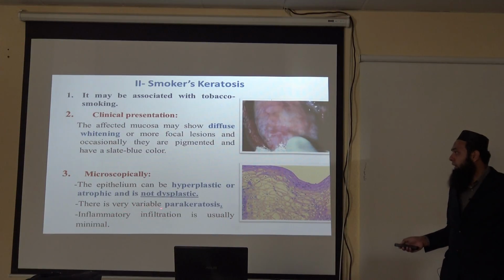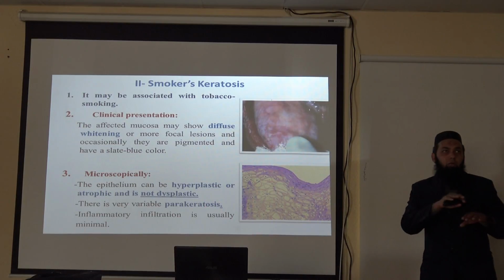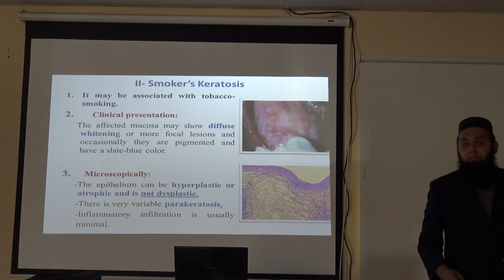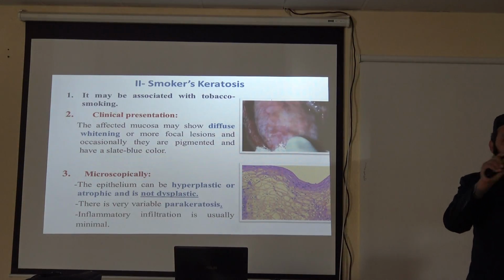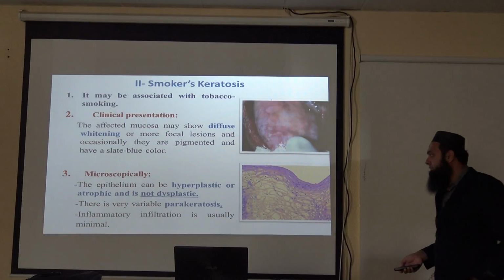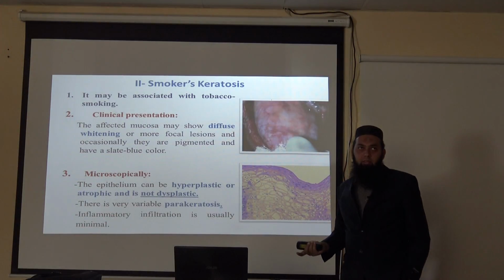And there is very variable parakeratosis. So the keratin layer, which is usually over the skin, can be increased. The layer of keratin can be increased in these cases. And inflammation will be there.